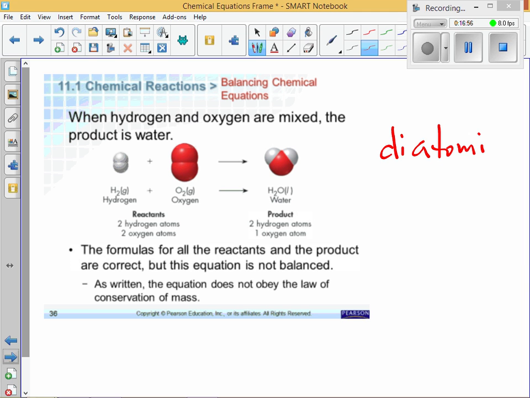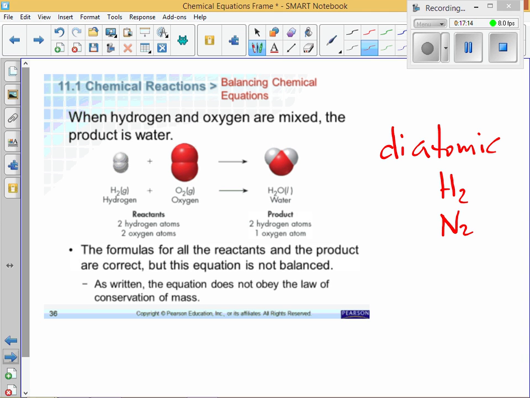Diatomic. Remember that word? Here are your diatomic gases, right here. Hydrogen in nature always forms H2. Always. You never see it just as an H. You're always going to see it in nature when it's by itself, it's got a partner.